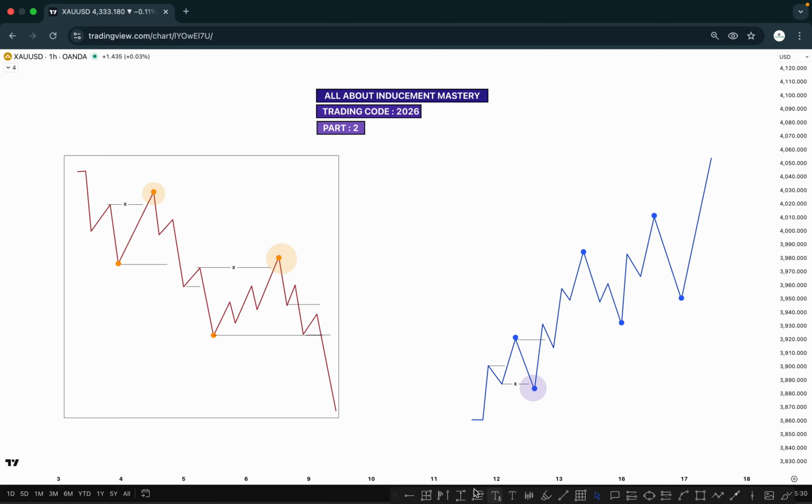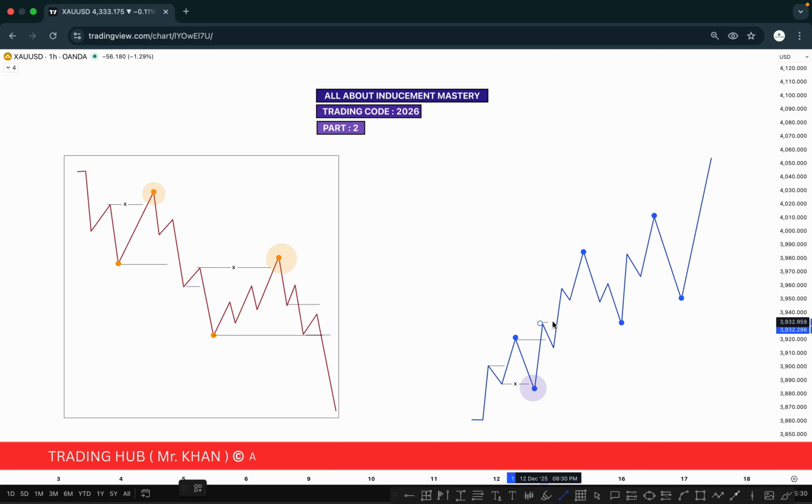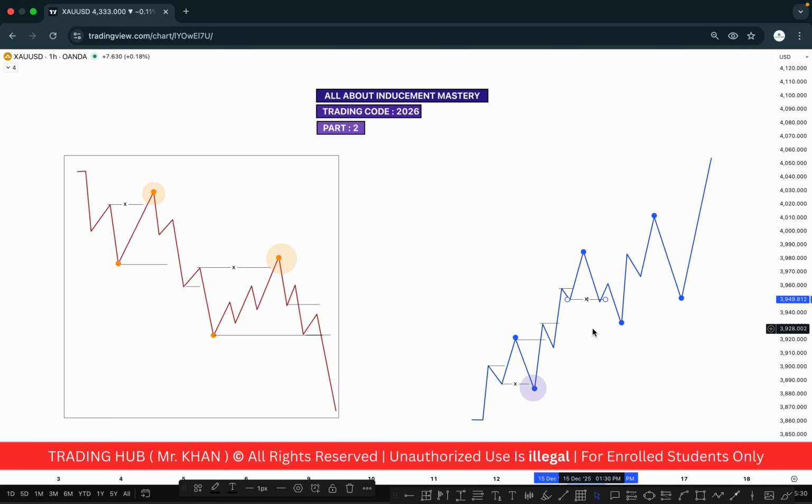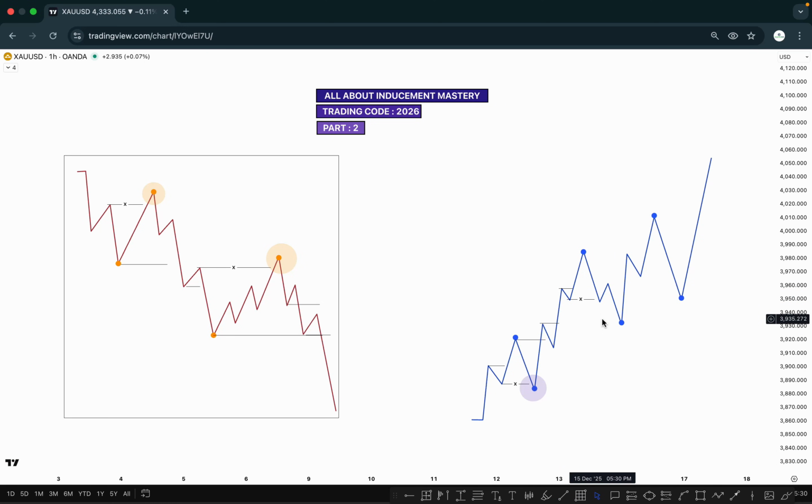Again, what happened here? The market again broke the high, and the high is here. The market is creating a higher high here. At this point, what happened? The same thing is happening here. The market took out the inducement, and after taking out the inducement, what are we looking for? We are looking for continuation to the upside. But in this case, I'm just teaching you how we can identify inducement, what it looks like, and how we can spot it on the chart.